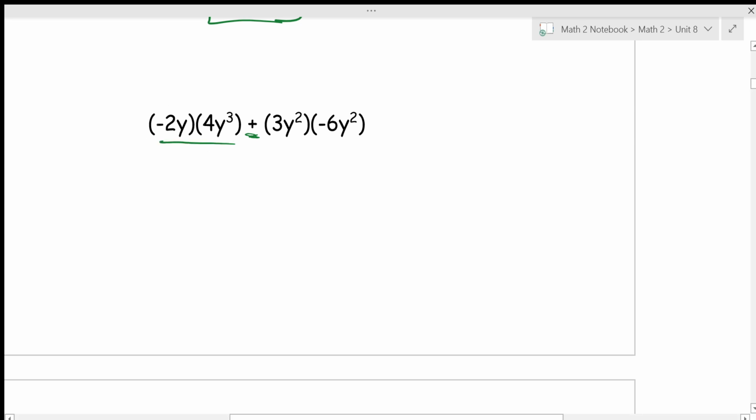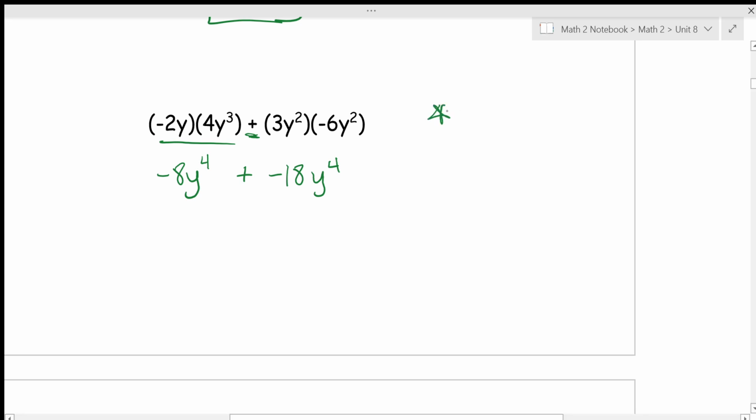Simplify that. Negative 2 times 4 is negative 8. y times y cubed is y to the fourth. And then we've got plus 3 times negative 6 is negative 18. y squared times y squared is y to the fourth. So then we look here and we have like terms, both of these terms have a y to the fourth.